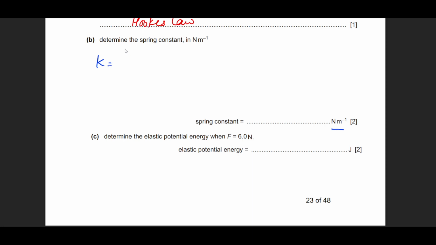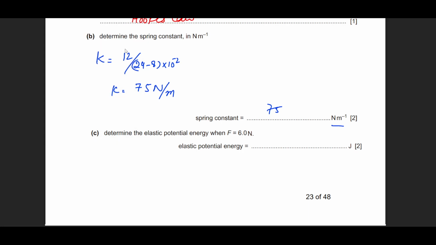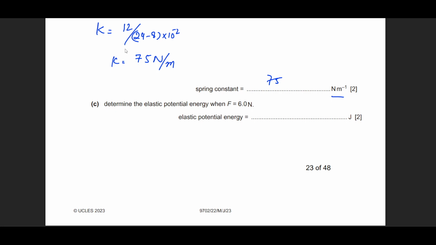So K is equal to 12 divided by 24 minus 8, with a factor of 10 to the minus 2. K comes out as 75 newtons per meter. If you don't convert the centimeters, then it will give you a different answer for power, but the digits will be the same. He says determine the elastic potential energy for F equal to 6.